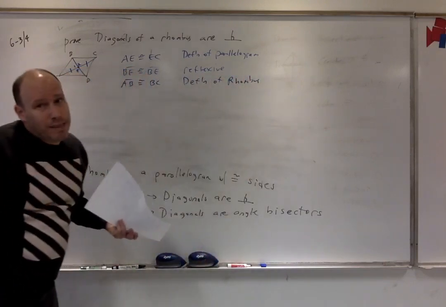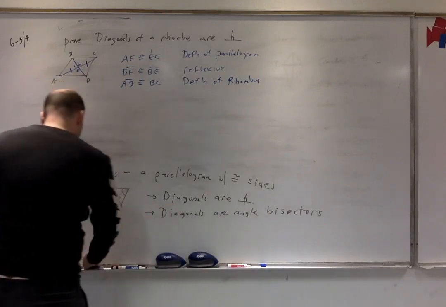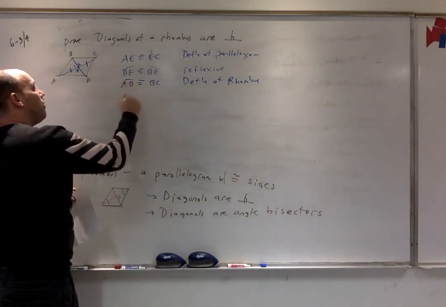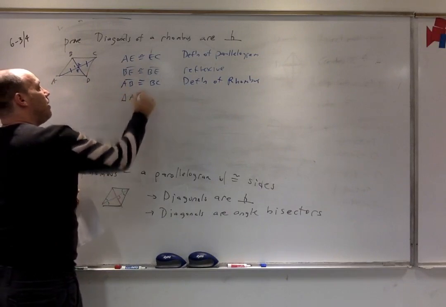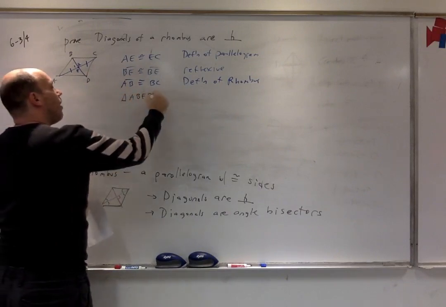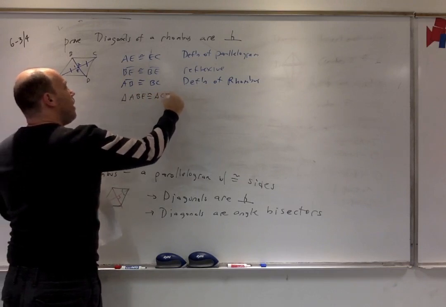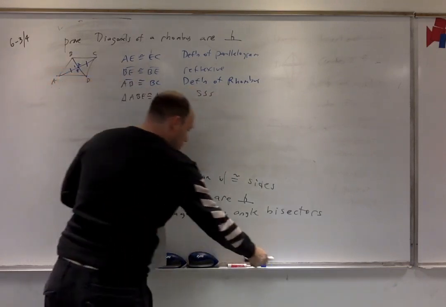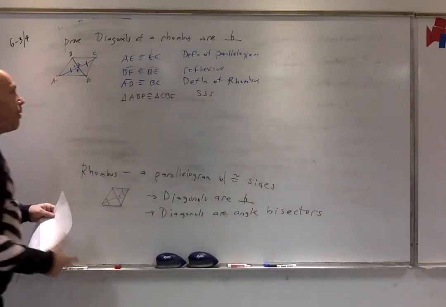Do I have enough to make a statement? Yep. We know that triangle ABE is congruent to triangle CBE. Why? Side. Okay, what's next? Well, I'm getting closer.